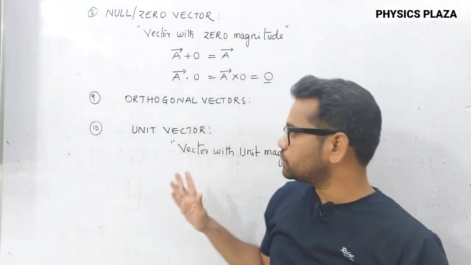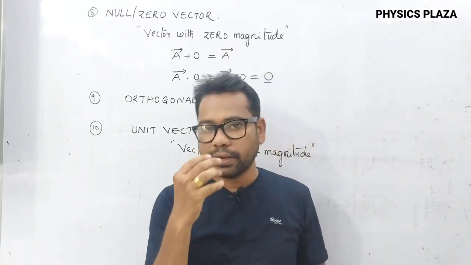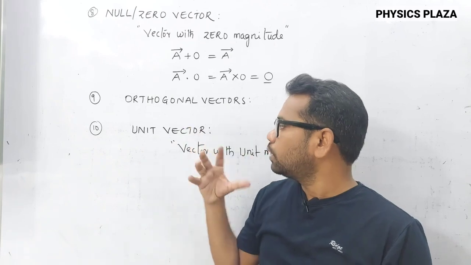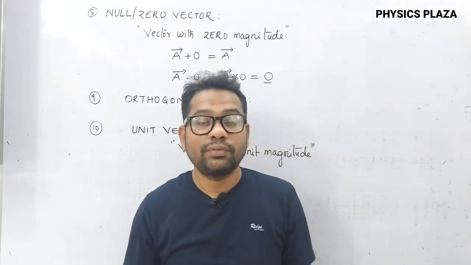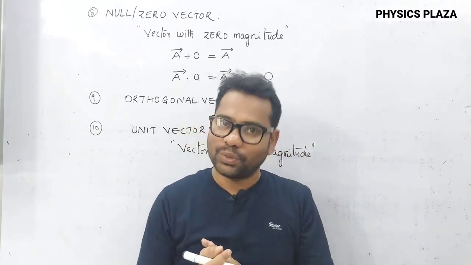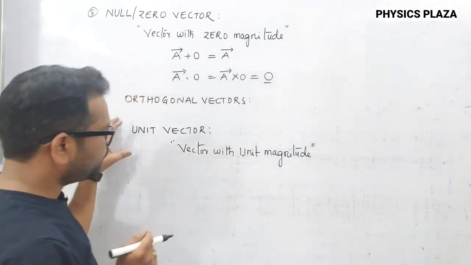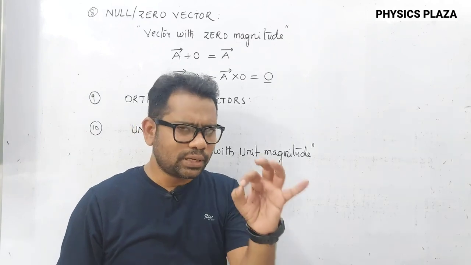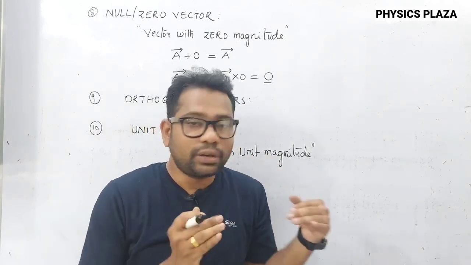So today we'll just try to understand its definition, and regarding this unit vector and some important numericals, how a unit vector can be calculated, we'll try to make one more video. Okay, children? Fine. So first, unit vector: a vector with unit magnitude. But how to calculate this? I'll just try to give a rough idea. We are not going in depth actually.